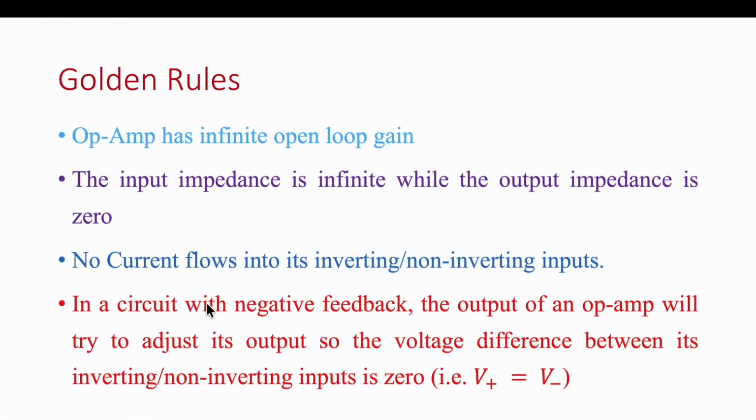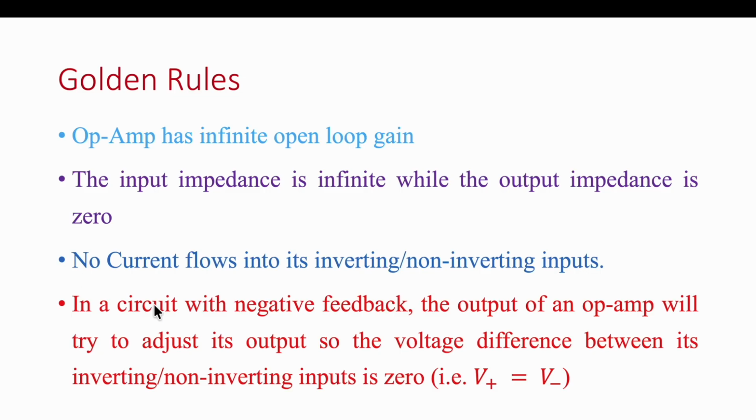It also has some golden rules which we need to remember. The first one is that an op amp has an infinite open loop gain, which is a very good advantage of the op amp. The second one is that the input impedance is infinite while the output impedance is zero. Ideally, we consider these conditions. This is also very good, because if the input impedance is infinite, no current will flow into the inverting or the non-inverting input of the op amp.